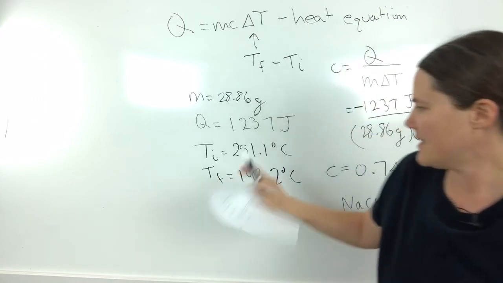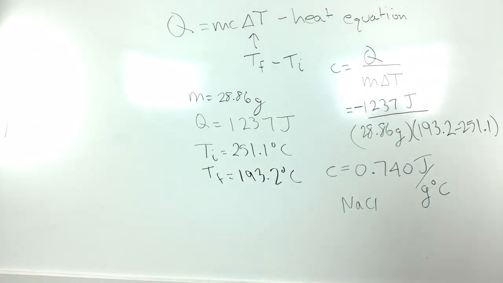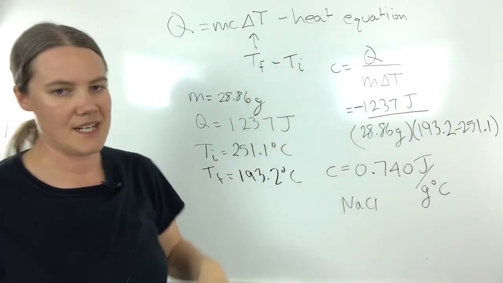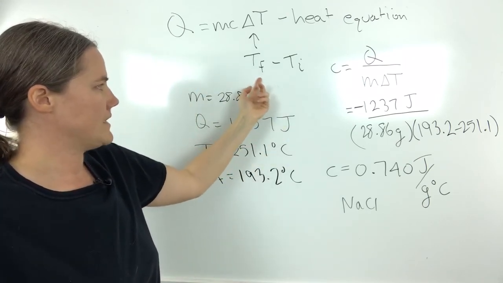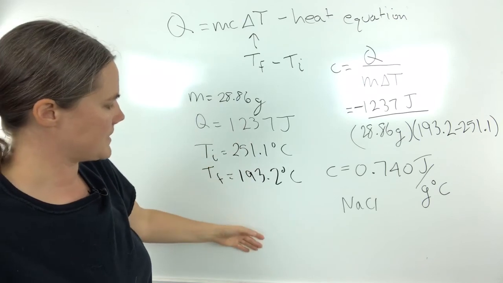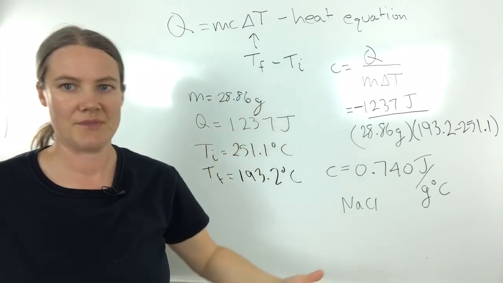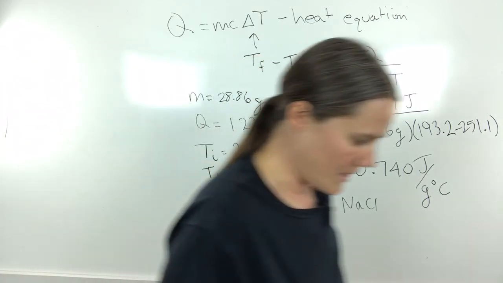Okay, so that's how you do a problem like this. You might see different variations of this problem. It might give you the specific heat and ask what's Q, or what's the final temperature. You would go through this the same way, only you would plug in different numbers because you're solving for something different.